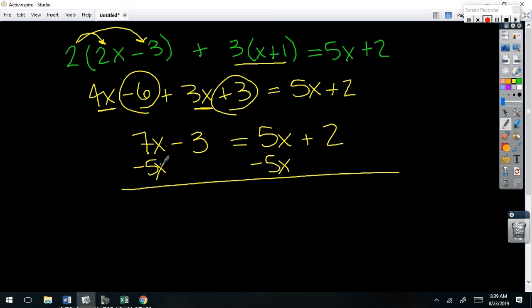7x minus 5x is what? 2x. These are gone. I have 2. Now this looks like the other one did, right? What do I do? Add 3.